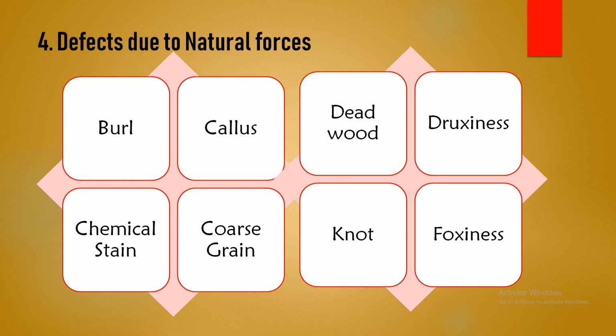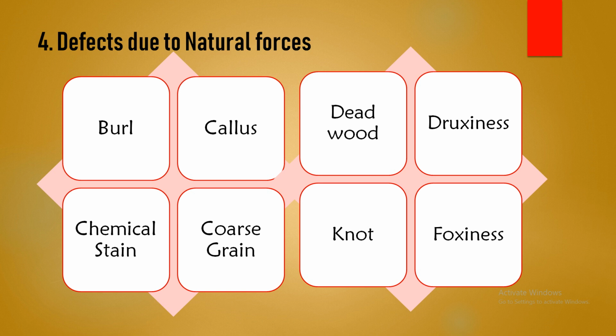The second one is callus. Callus is the presence of soft tissues around a wound. The third one is a chemical stain. Chemical stain means the discoloration of wood due to the presence of chemicals. The fourth one is coarse grain. The example for coarse grain is acacia. The tree acacia is the best example for coarse grain. Coarse grain is the wide and large annular rings due to fast growing trees.